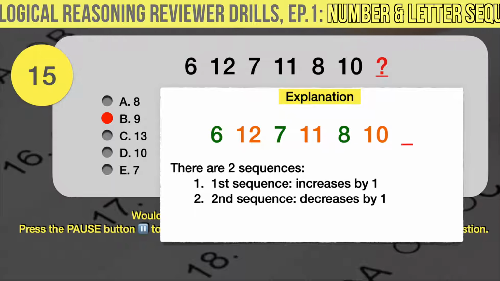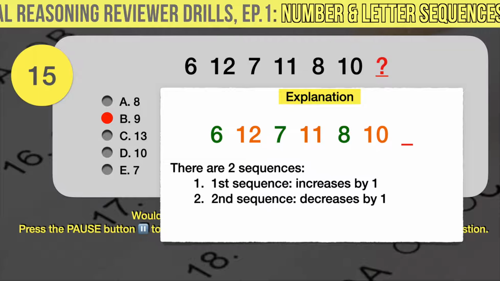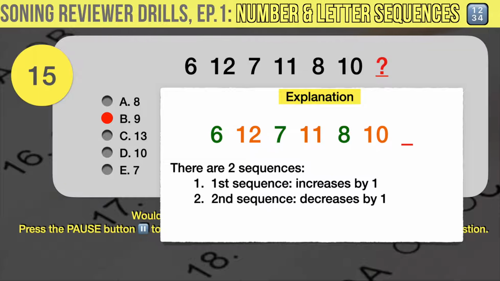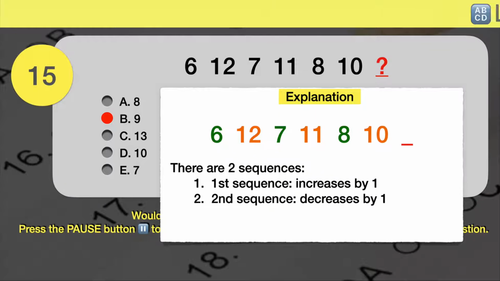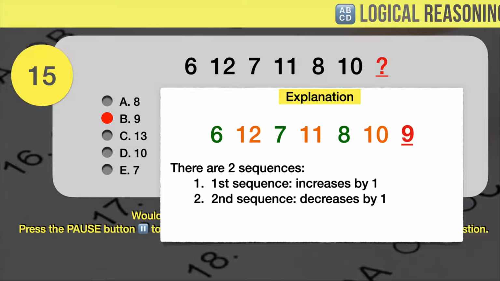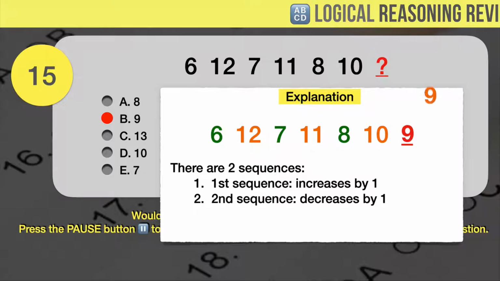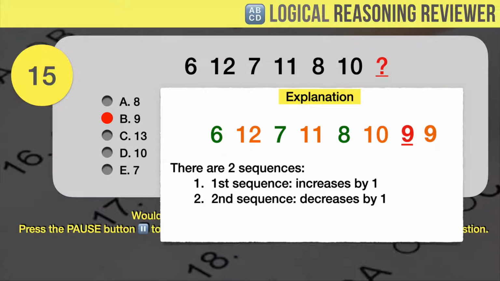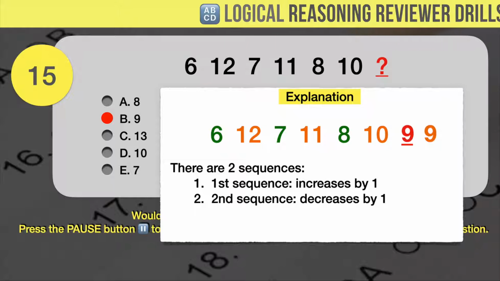6 plus 1 equals 7. 12 minus 1 equals 11. 7 plus 1 equals 8. 11 minus 1 equals 10. 8 plus 1 equals 9, the next number in the sequence. If we proceed further, the next number would have been another 9, that is 10 minus 1.